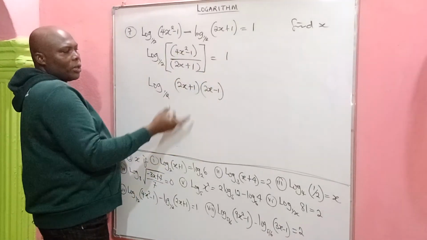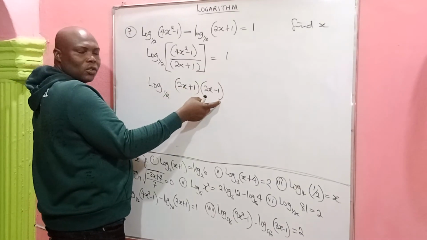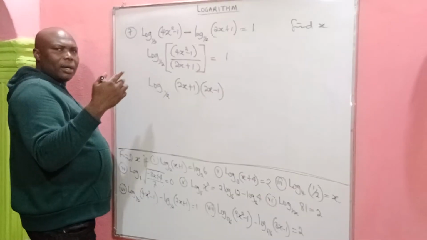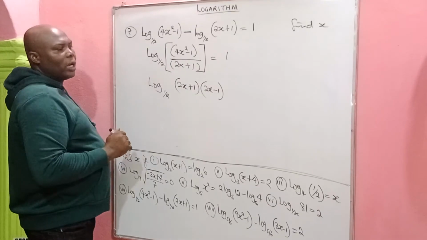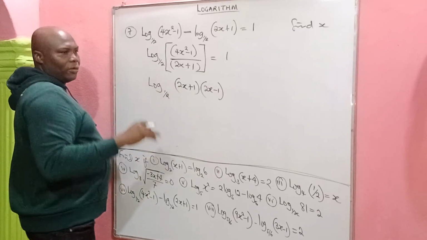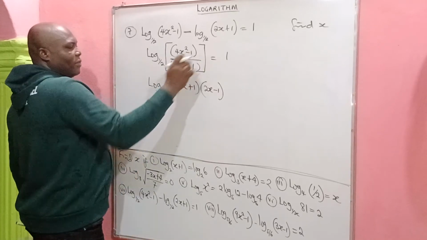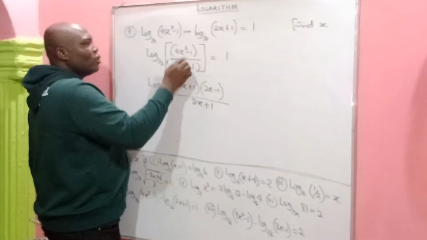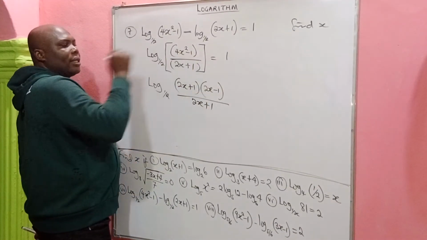4x squared minus 1 will give us 2x plus 1 times 2x minus 1. If you expand it out, you will have this. I think I'll take some other time to teach you how to know the difference of two squares. Alright, so we'll have this all over 2x plus 1. Please take note, when you expand this, it will give you back this.